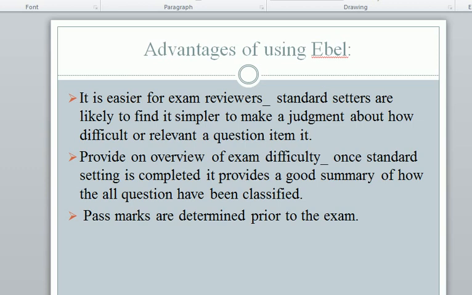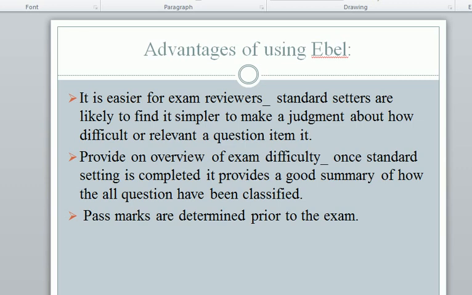Advantages of using this method. Dear students, now I will discuss the advantages of using the Abell method. As you know, in the introduction of this method, I described that this method is used in medical and health sciences, basically because of the sensitivity of the nature of the profession. So there are certain advantages of this method.